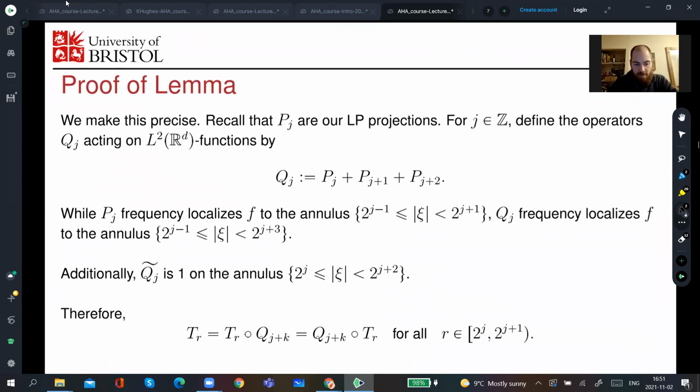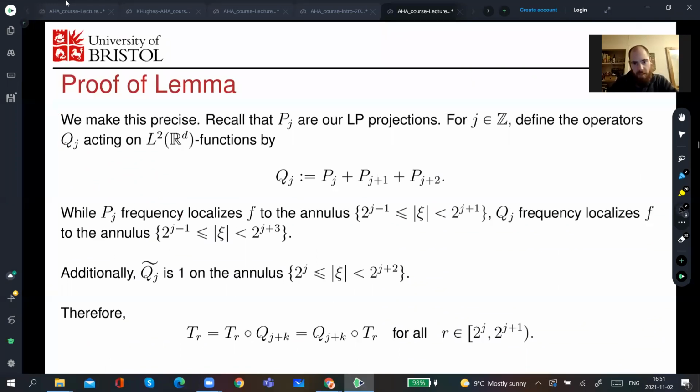The operator T, which is frequency localized, actually induces a frequency localization on your function. And you get to use that. This is where the pseudo-projection property of the operators comes into play. All right, so how do we do this?